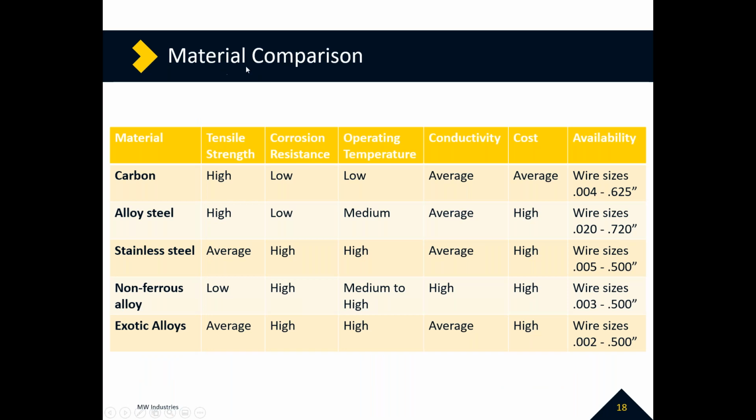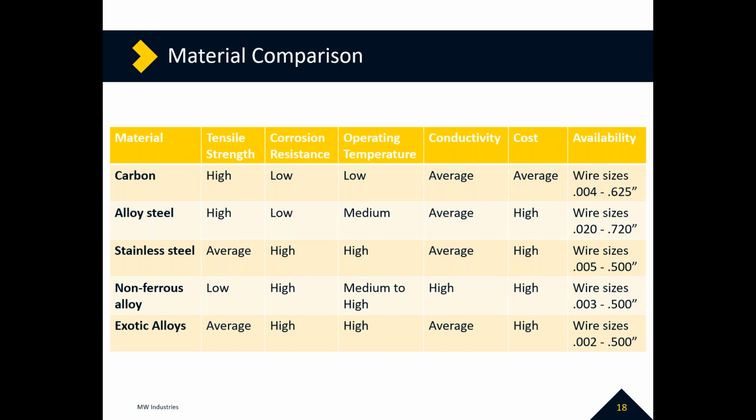So here's just a material chart comparison, and kind of what I said earlier. Your carbon steel here, which is your most common, offers a really high tensile, low corrosion resistance. A lot of times this material needs to have some post coating done to it. Operating temperatures are relatively low, average conductivity, average cost, because of availability; a lot of different sizes are available.